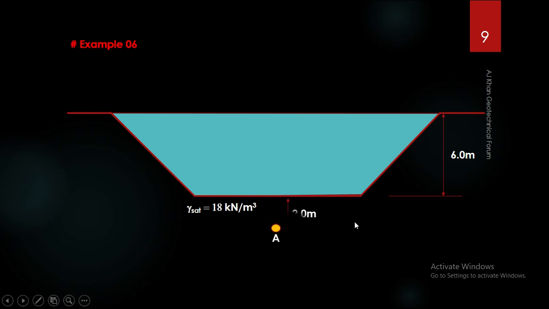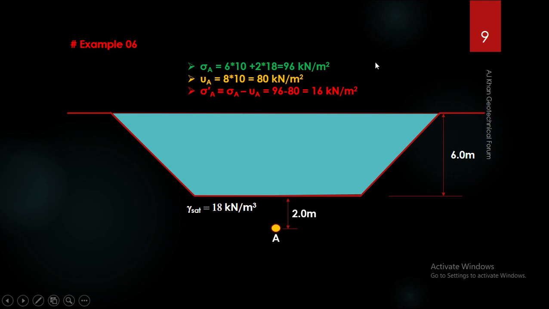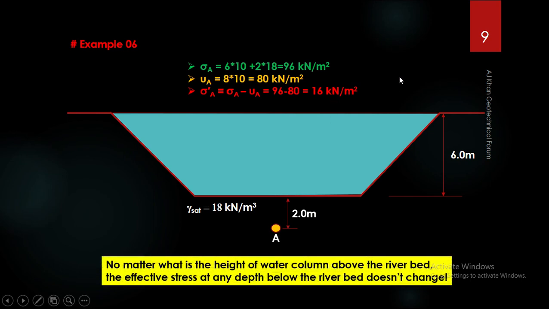Let us consider the same point A 2 meter below the river bed, and the total stress now will be 6 times 10, that is the weight of the water column, plus 2 times 18, the soil itself, that is 96. The pore water stress will be 6 plus 2, 8 times 10, and the effective stress is still the same, that is 16 kilonewton per meter square. Okay, earlier also the effective stress at point A was 16 kilonewton per meter square, but in that instance, we had water height up to 3 meter. Now the river is running full, but still the effective stress at point A is the same. So our previous inference still holds for this example as well.